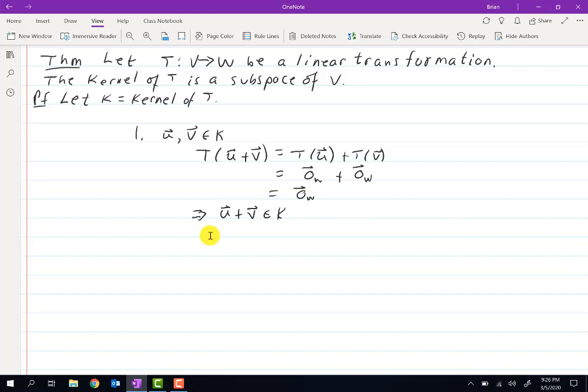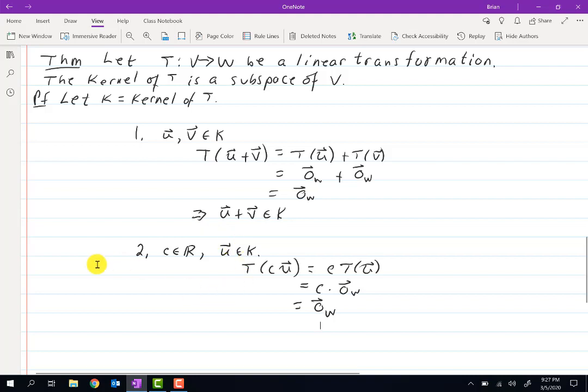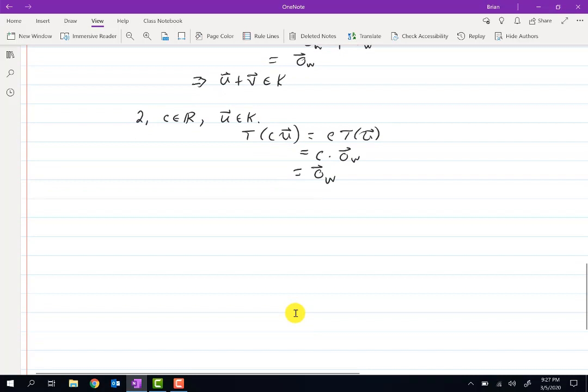And the second one was scalar multiplication. So I'm going to let C be a real number, and I'm going to let U be in the kernel. So when I do T of CU, well, according to the linear transformation rule, I can pull the C out front, and I have C times T of U. But T of U is equal to the zero vector in W. And since W is a vector space, this equals the zero vector in W. Now these two rules are the closure properties for being a subspace. There was one more property which I put last because it doesn't go with the flow just yet.